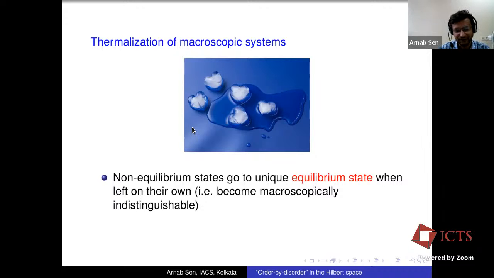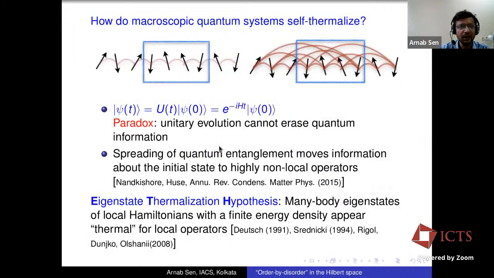One of the classic things that we encounter in our everyday life is, suppose I start a system with a non-equilibrium state, and I just let it go, and the system is macroscopic and sufficiently complicated, then it reaches a unique equilibrium state when left on its own. If you start with different initial conditions, the memory of most aspects of the initial condition is lost as it reaches equilibrium. So now we raise the question of whether macroscopic quantum systems can self-thermalize. That's the question being asked in this talk.